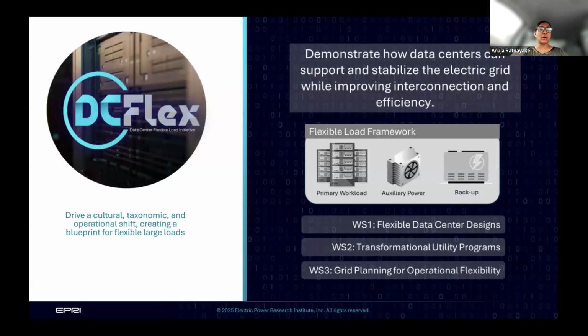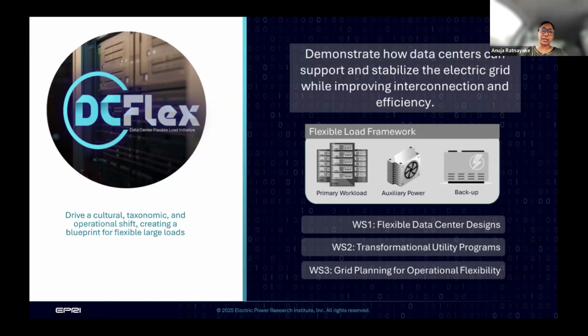Within Workstream 3, we also are addressing things like interconnection processes and how to consider flexible loads as opposed to passive loads in the interconnection process. We are working closely with NERC and the NERC Large Load Task Force, as well as a number of other industry forums to get this through. So this is the quick snapshot of DC Flex.